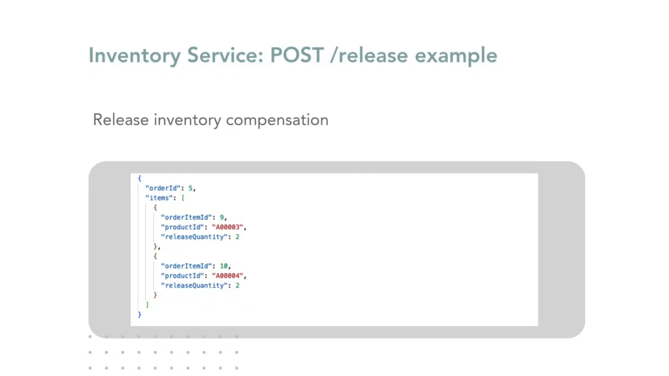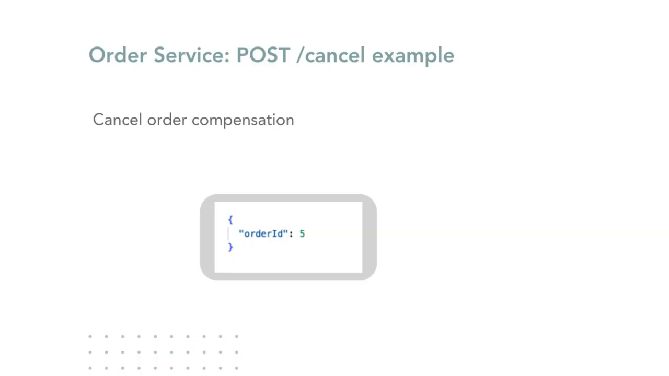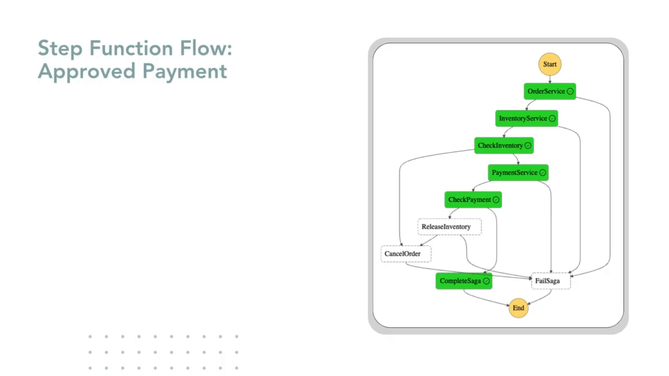This is what the release inventory compensation looks like. There's the order ID, the items, and the release quantity. And the cancel order compensation is just the order ID that's posted to cancel in the order service. And here's a look at what the approved payment step function flow looks like, where the Saga is completed right after we check payment.